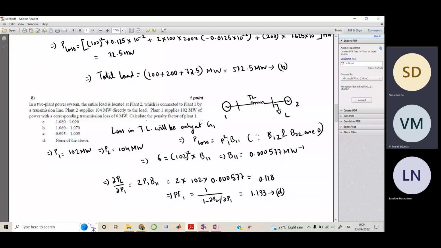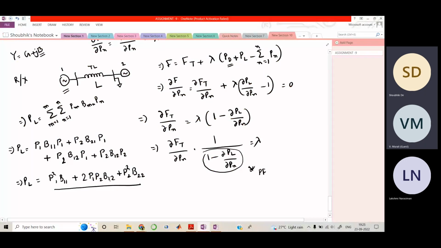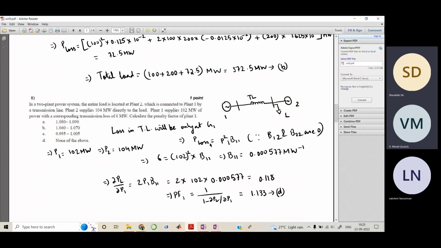Now, calculate the penalty factor of 1. As you see here, this load is directly connected to bus 2, right? So any kind of loss in the transmission line would be incurred by generator 1 only, right? In this equation, your B12 and B22 would be 0. Therefore, we would be left with only this term. Hence, your P loss would become something like this.